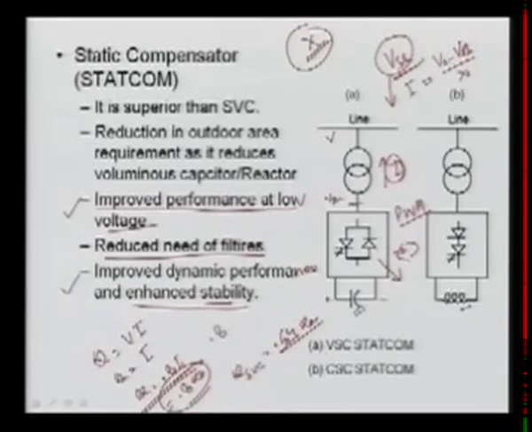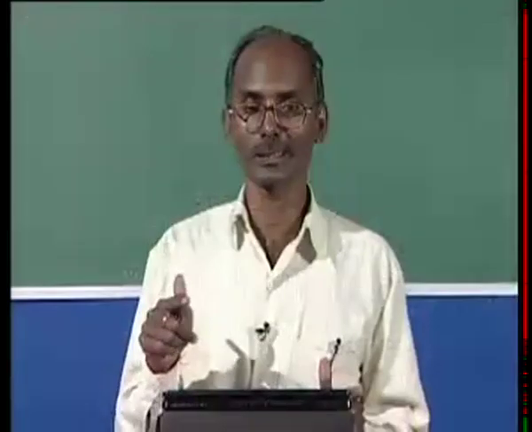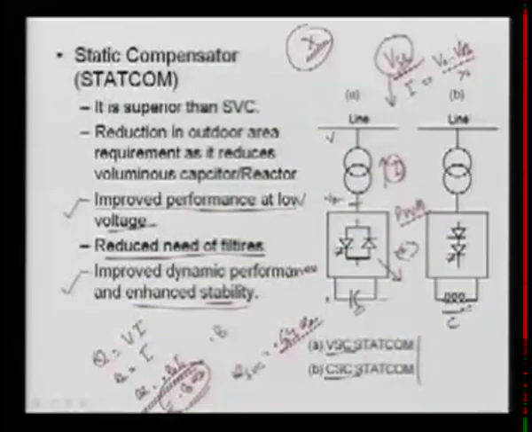Now another difference: 2 types of STATCOMs are available, a voltage source and a current source. As I said, for the CSC or current source converter you have to use an inductor. Here we have used an inductor, so this is your CSC. Here you are using a capacitor, it is your voltage source converter.